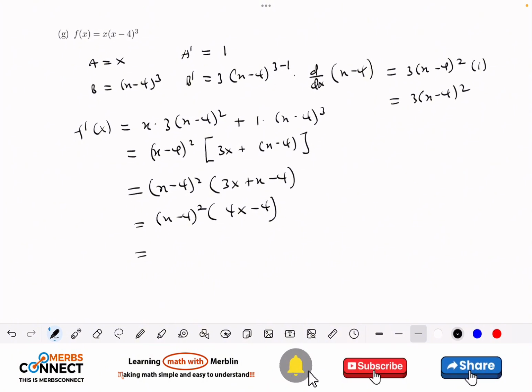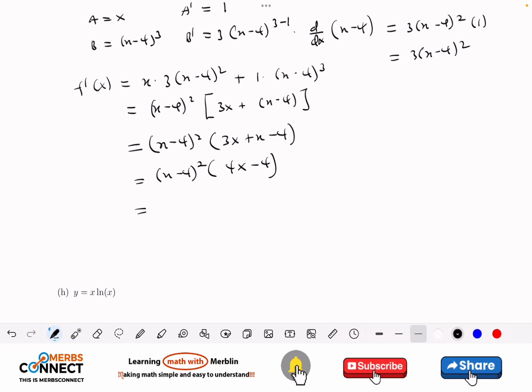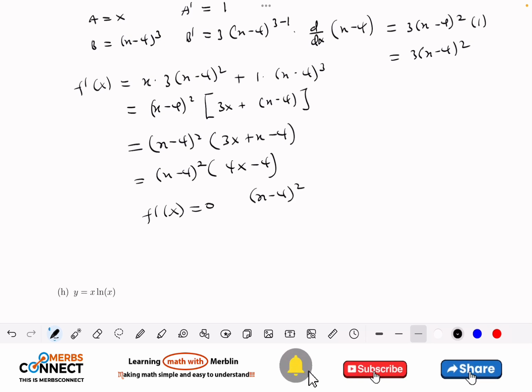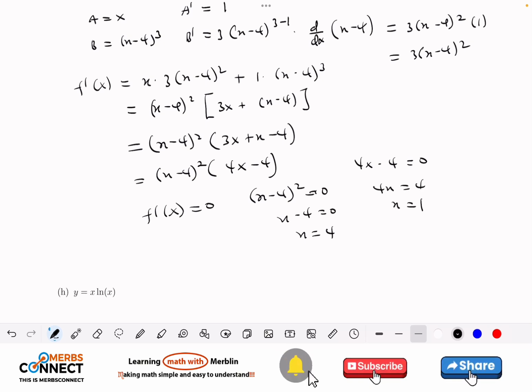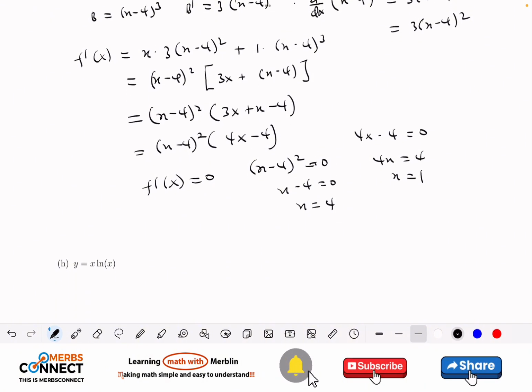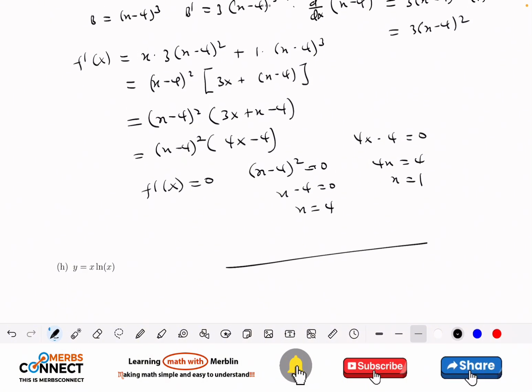Good. So this is what I'm going to get at the end of the day. Now I see that even this here, I can factor 4 out, but it doesn't matter, right? So what I need to do now is find x values that will make sure that this is equal to 0, right? So I can pick (x minus 4) squared and set it to 0. x minus 4 should be 0 and x should be equal to 4. Then I can also pick 4x minus 4 to be equal to 0. 4x is equal to 4. I divide through by 4 and I'm going to get x to be 1. Very simple.